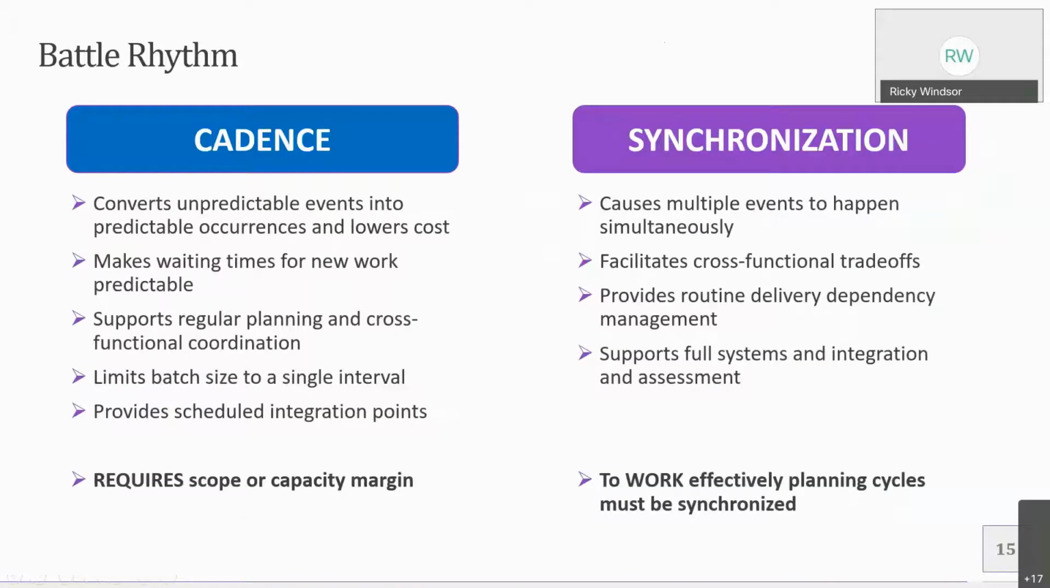Right, so the next slide here is really more about battle rhythm. And it can be seen in a couple different ways. Battle rhythm, obviously the military term for it, but what it is, is cadence and synchronization, right? How we do things, if you will, right? So what cadence does is it converts unpredictable events into predictable occurrences at a lower cost. And that's usually a cost in time and a cost in quality, not necessarily a monetary cost, right?